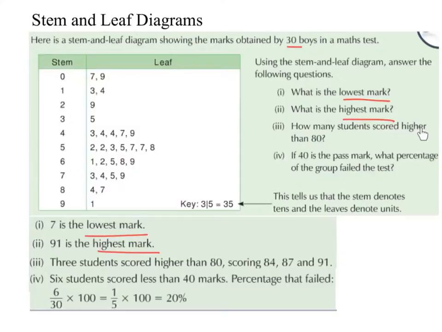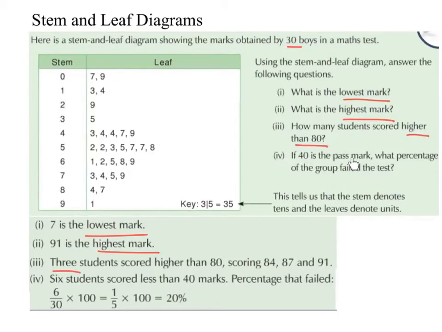How many students scored higher than 80? Well, these students here scored 73, 74, 75, 79. So none of these students scored higher than 80, and none of the ones above it scored higher than 80. This student here scored 84, so that's higher than 80. This student here scored 87, that's higher than 80. And this student here scored 91, that's also higher than 80. So these 3 students scored higher than 80. So 3 students scored higher than 80, scoring 84, 87 and 91.